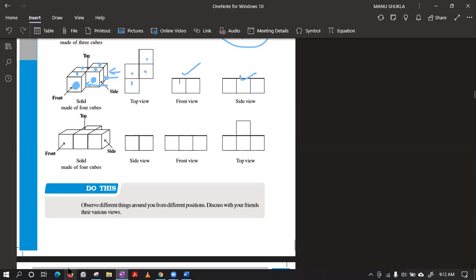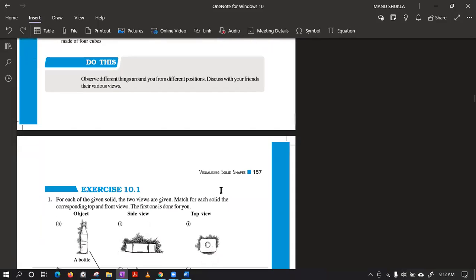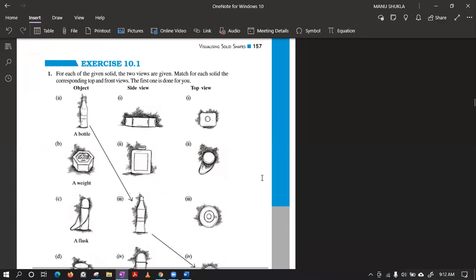Class, I hope this topic is not that tough and you are able to understand this. Please confirm. Please confirm you are able to understand these three views.